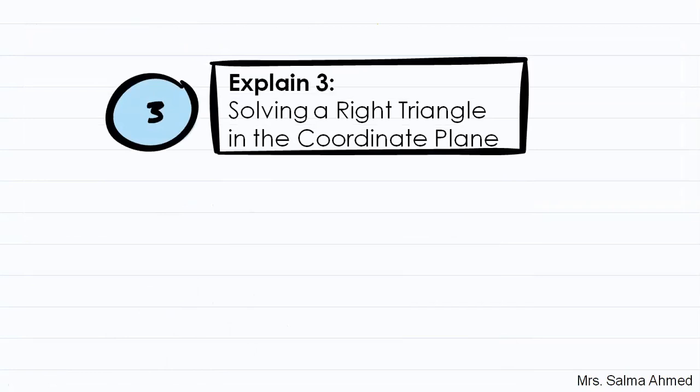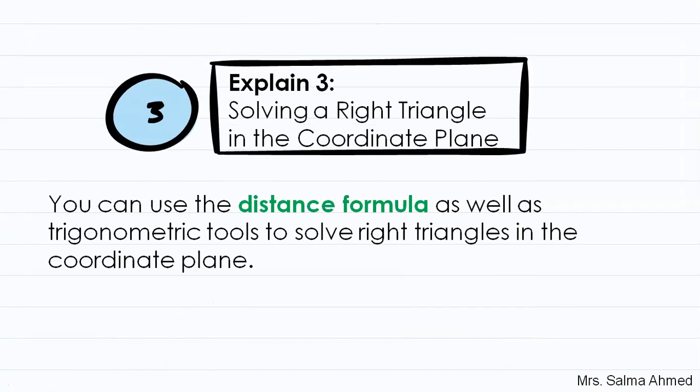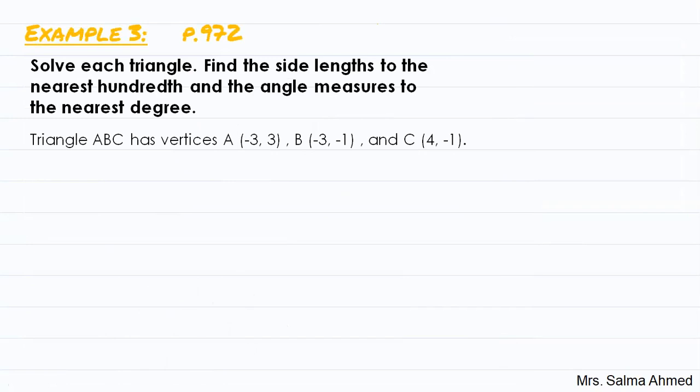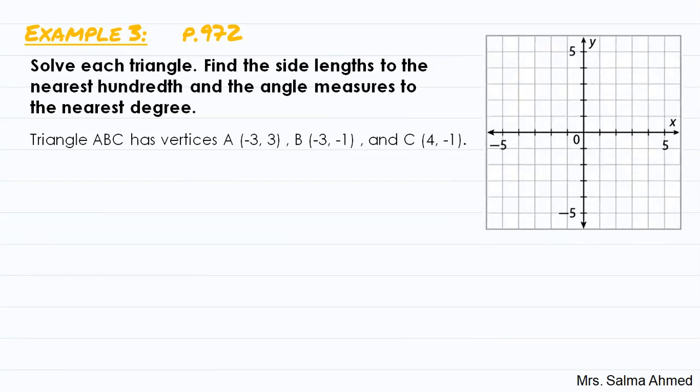Example 3: solving a right triangle in the coordinate plane. You can use the distance formula as well as trigonometric tools to solve right triangles in the coordinate plane. Let's have this example. Solve the triangle, find the side lengths to the nearest hundredth and the angle measures to the nearest degree. Here we have our triangle, but it's given as vertices. Vertex A is (-3, 3), vertex B is (-3, -1), and vertex C is (4, -1). So we need to plot this to find out our triangle.